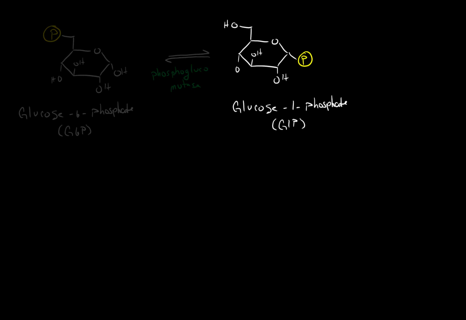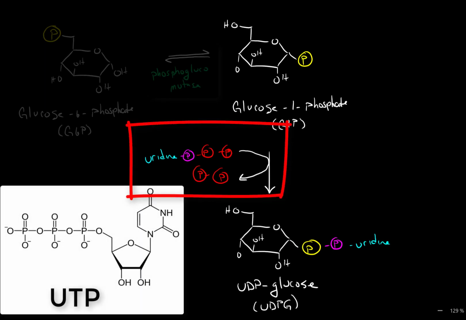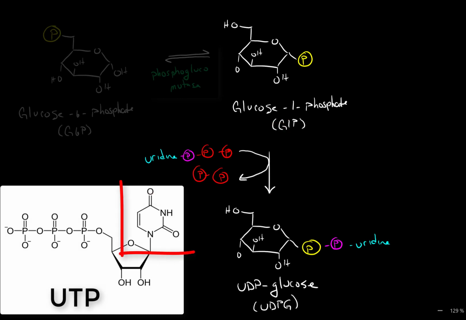The second step of this is known as an activation step. So what we are doing is taking our glucose 1-phosphate and activating it to be able to participate in the next reaction. We do this by reacting it with uridine triphosphate, or UTP. So UTP is really similar to ATP, except in this case, instead of adenine as the base group, we have uridine.